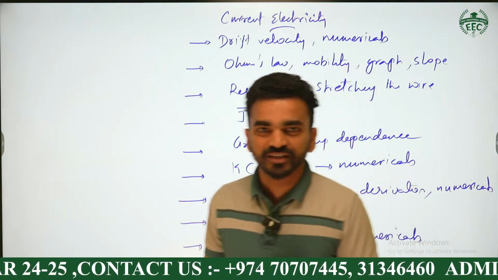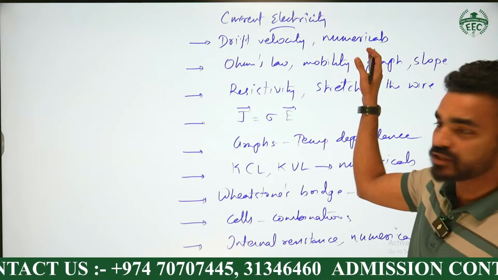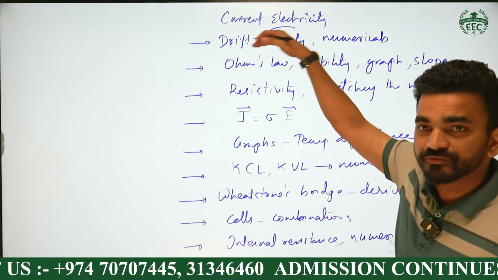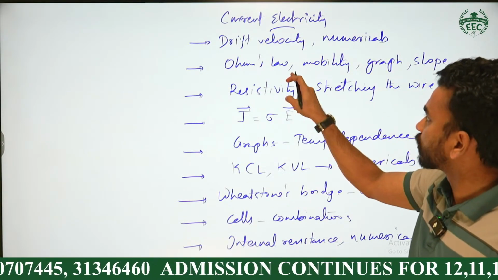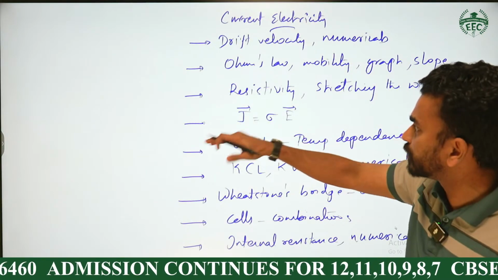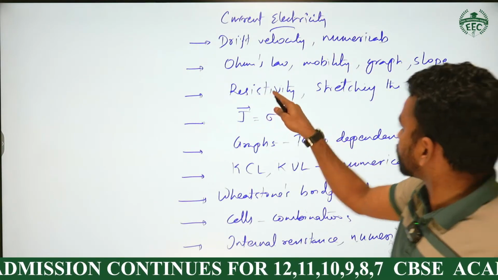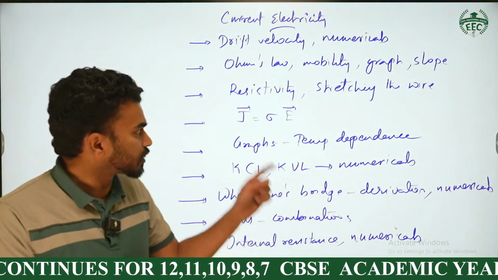Let me discuss current electricity very quickly. Look at this important topic, drift velocity numericals. Look at this drift velocity derivations and the numerical. Ohm's law, mobility, graph and slope. I will tell you what it means. First I am reading resistivity and stretching of wire. N square times R. I will show that.